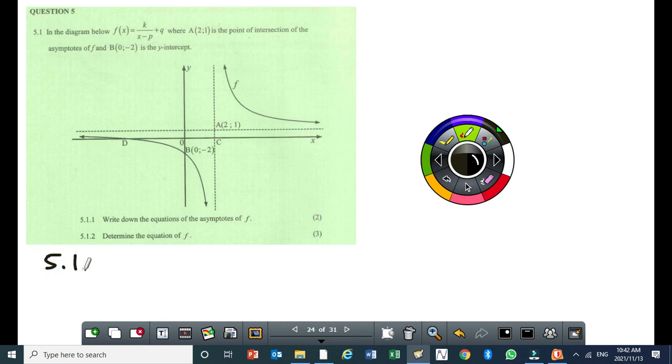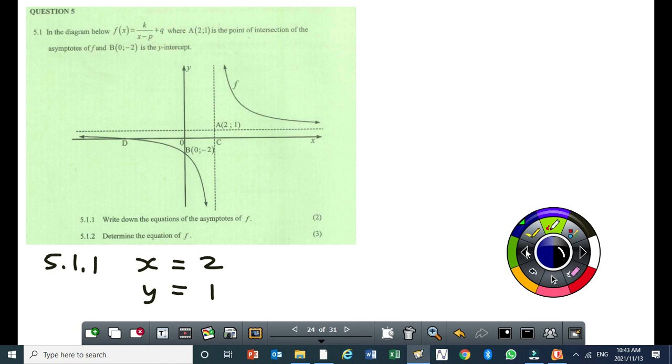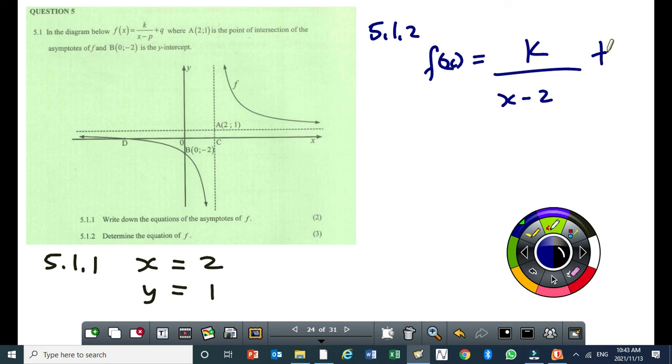Now this is a very common question. So the equation for the vertical will be x equal to 2. For the horizontal it will be y equal to 1. So this is very easy and straightforward. Then determine the equation of F. Right? To find the equation of F, which is 5.1.2, so I have got f of x equal to, now I'm going to substitute my values, so that becomes k divided by x minus 2 plus 1.